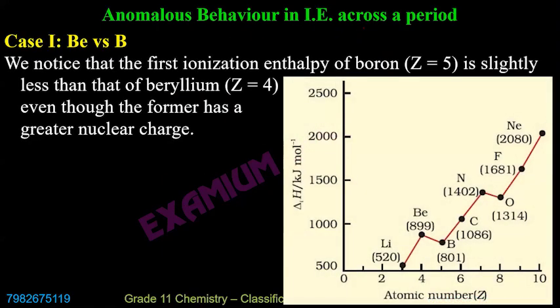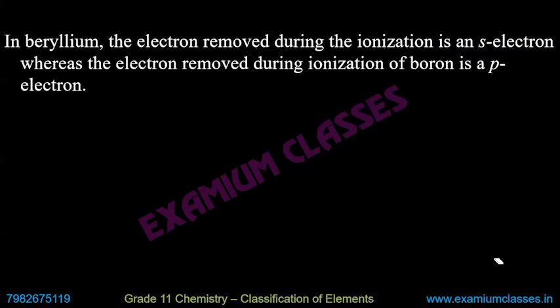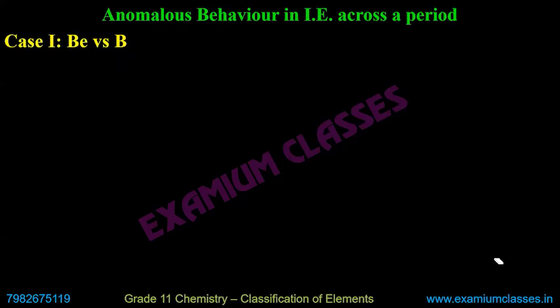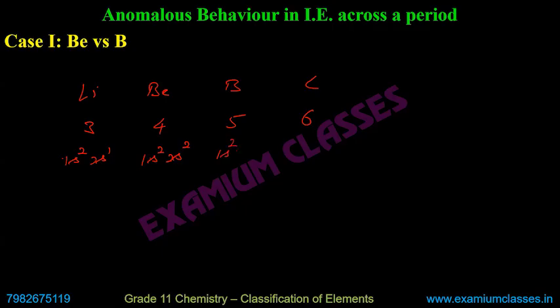For that, we need to understand this graph, why this is so. Understand the reason now. We have lithium, beryllium, boron, carbon: lithium atomic number 3, beryllium 4, boron 5, 6. If I write the electronic configuration for lithium, it will be 1s2, 2s1. Then beryllium 1s2, 2s2, boron 1s2, 2s2, 2p1, carbon 1s2, 2s2, 2p2, like that.